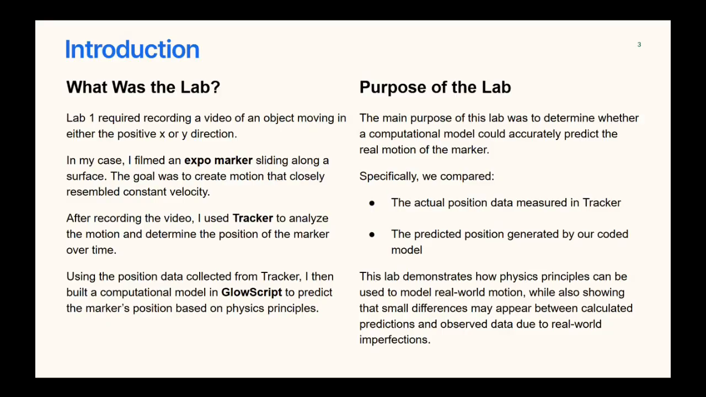The purpose of the lab. The main purpose of the lab was to determine whether a computational model could accurately predict the real motion of the marker. Specifically, we compared the actual position data measured in Tracker versus the predicted position generated by our code model. This lab demonstrates how physics principles can be used to model real-world motion, while also showing that small differences may appear between calculated predictions and observed data due to real-world imperfections.